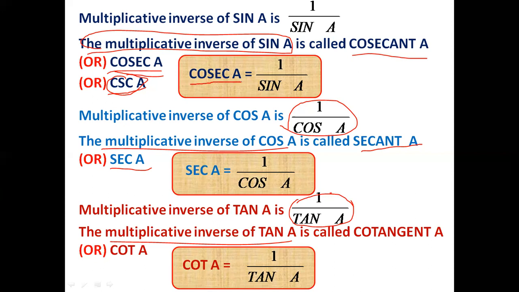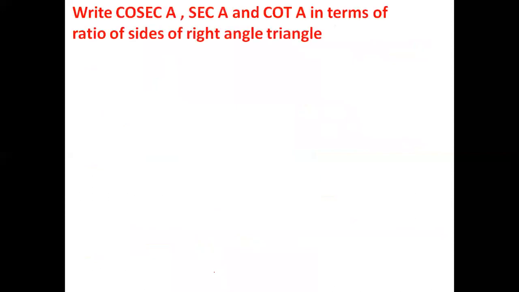Similarly, we can write cosec A, sec A, and cot A in terms of the ratio of sides of a right angle triangle. So let us see that in the next slide. Write cosec A, sec A, and cot A in terms of ratio of sides of a right angle triangle. What is cosec A? 1 by sin A. Now you have to write cosec A in terms of ratio of the sides.